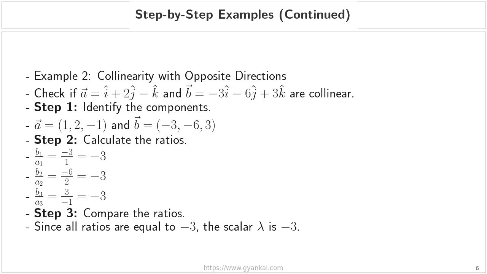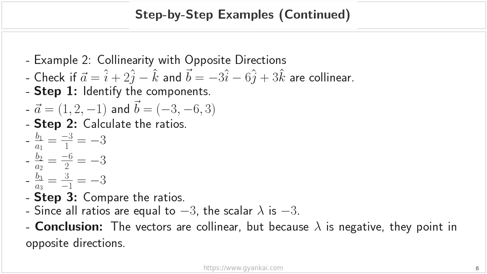This means our scalar lambda is negative 3. To reach our conclusion, because we found a consistent scalar, the vectors are indeed collinear. However, notice the sign of our lambda. Since negative 3 is less than 0, these vectors are antiparallel, meaning they point in exactly opposite directions. This perfectly illustrates the point we discussed earlier regarding negative scalars.